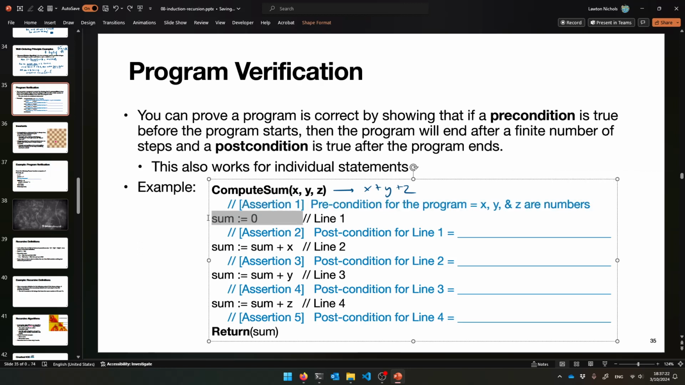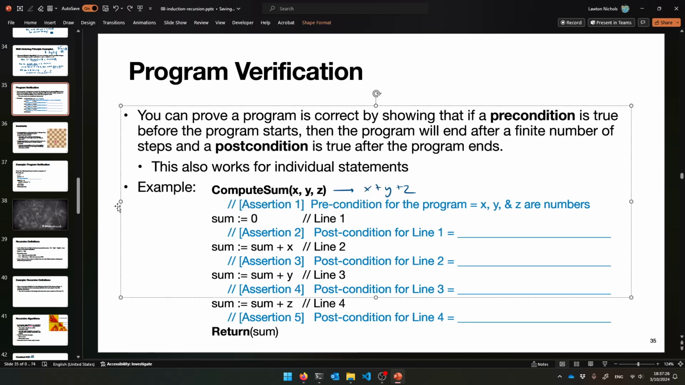And then we run this line. What's a postcondition of this line? What is true after this line is done once and for all, right? Well, we just introduce a new variable. So we know after this line, postcondition for line 1, that the sum variable is always going to hold 0, right? There's no other way to read that. Sum will hold 0 now for sure. So that's something we can prove. And then also, we know that x, y, and z are still numbers. We never changed them. So we still have all that from the first assertion, all right?